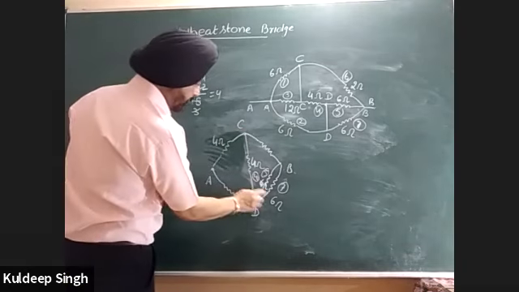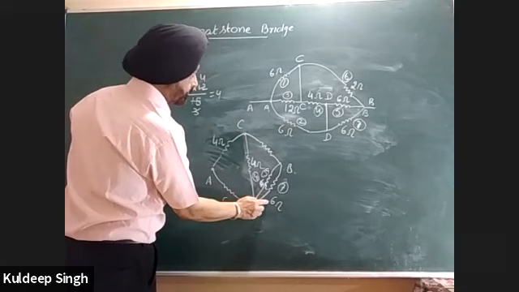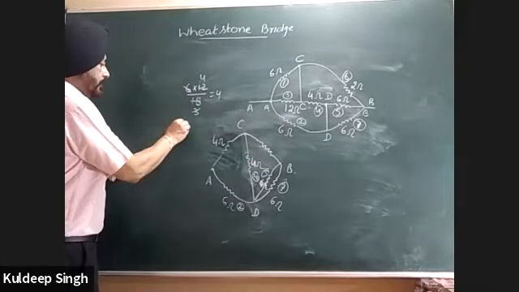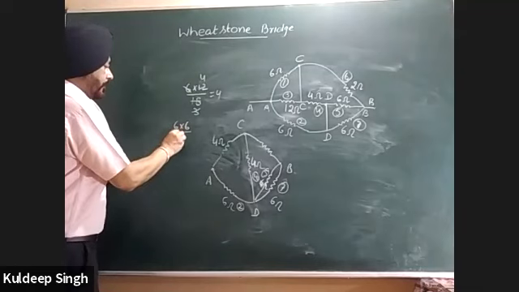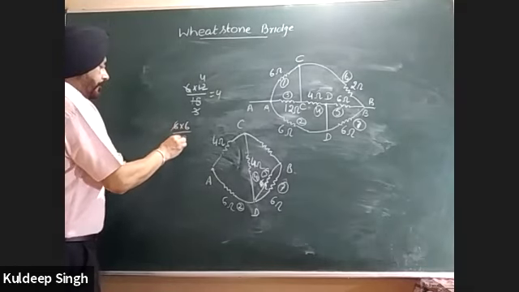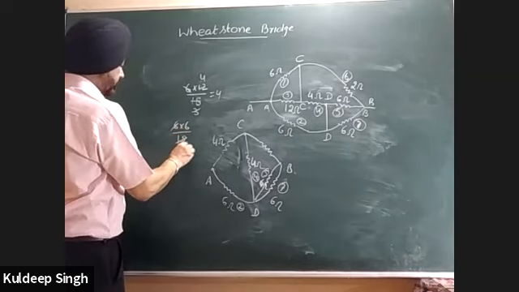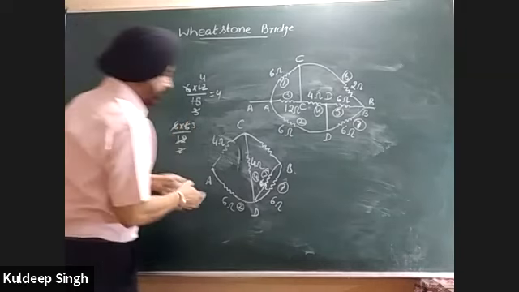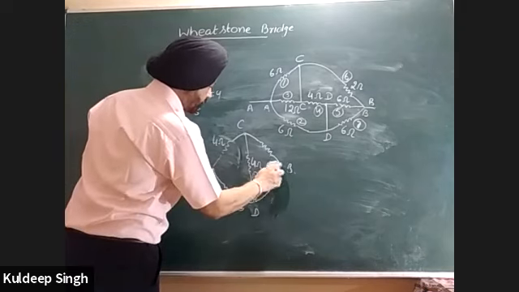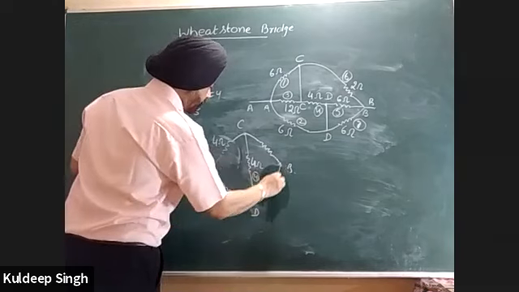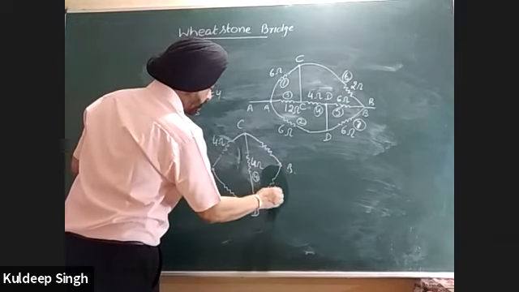and these two are in series, 6 and 6. So 6 and 6 means they will be equal to 3 ohm. I can remove these two into one of 3 ohm.